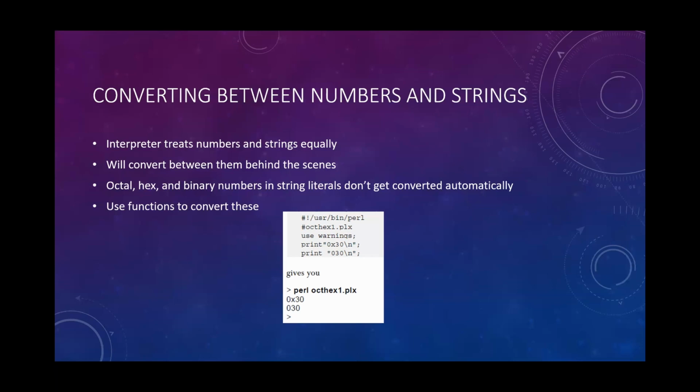We've got printing some numbers. So here we've got use warnings, print 0x30 \n, it's going to go ahead and print 0x30. And then 030, it's going to print 030. So it's not going to make that conversion.